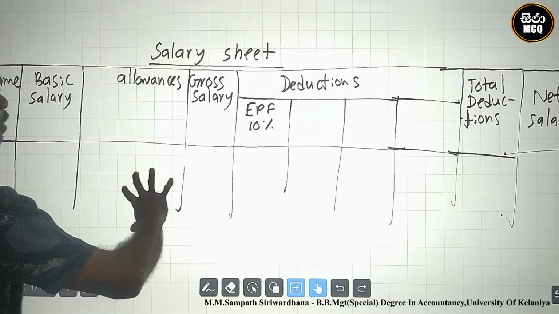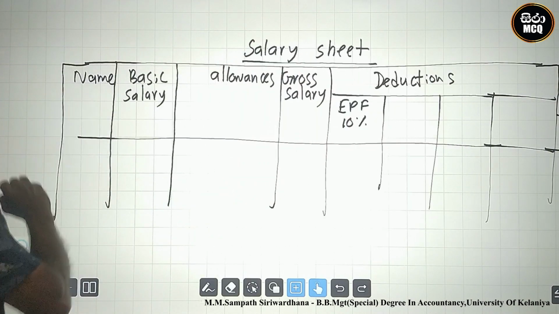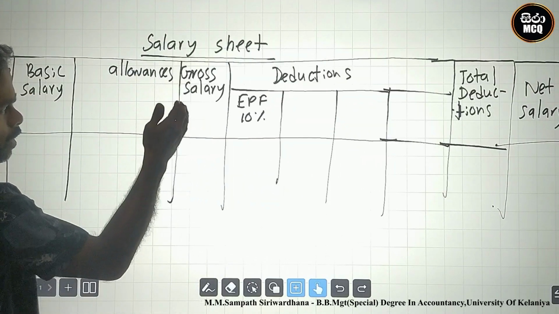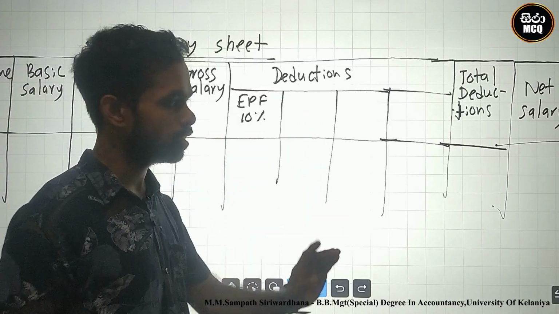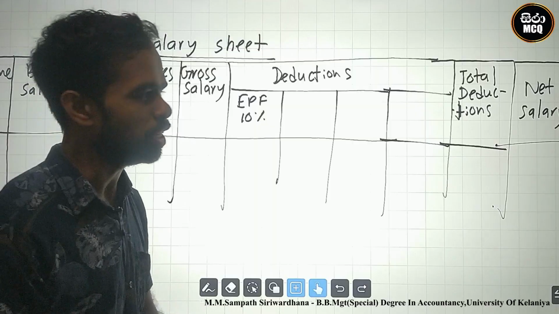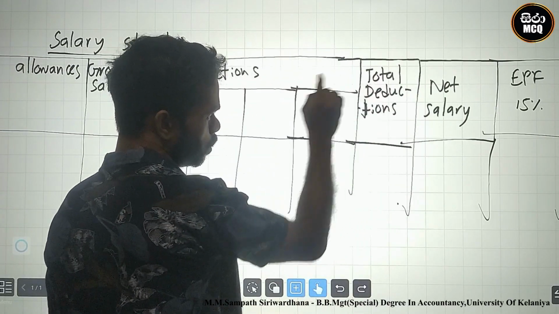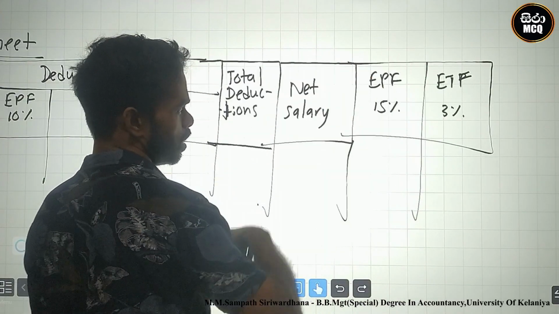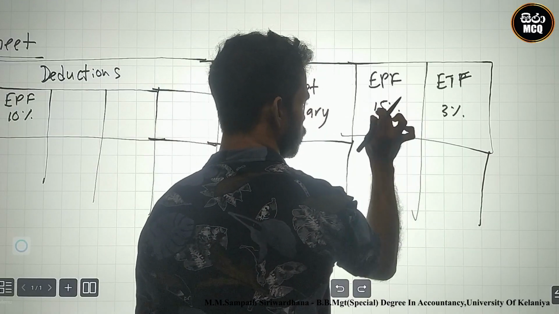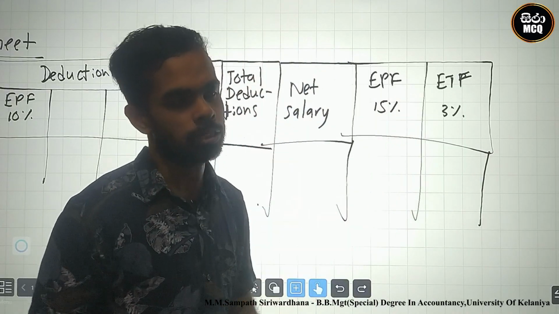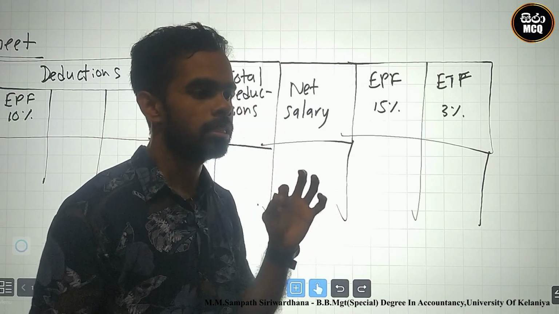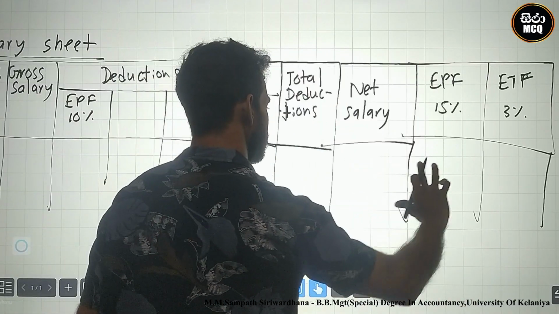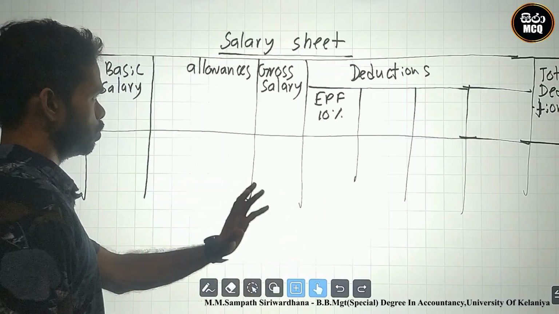This is the process of the salary sheet. Look here, what is the flow? Basic salary must be identified first. After that we add allowances. We can calculate gross salary. After that there are so many deductions, the major one being 10% EPF. After that we identify total deductions. After that we identify net salary. The last one is EPF 15%, which means employer contribution, meaning the business contribution. ETF contribution is 3%. Therefore this is the flow of the salary sheet.